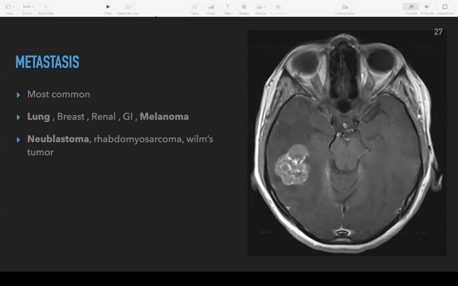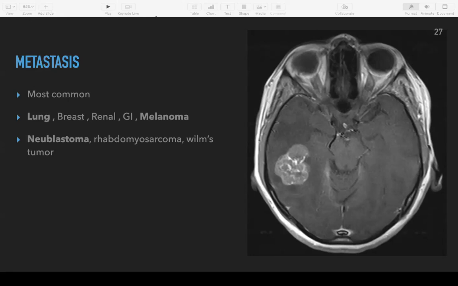Why did I highlight melanoma? Melanoma is less common than lung cancer. However, if we collect melanoma cases and look at the most common organ that melanoma metastasizes to, it is the brain. So if we have a multiple choice question asking what tumor is most likely to metastasize to the brain, it is melanoma.